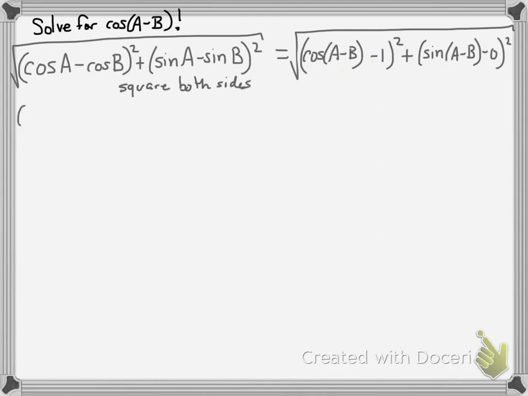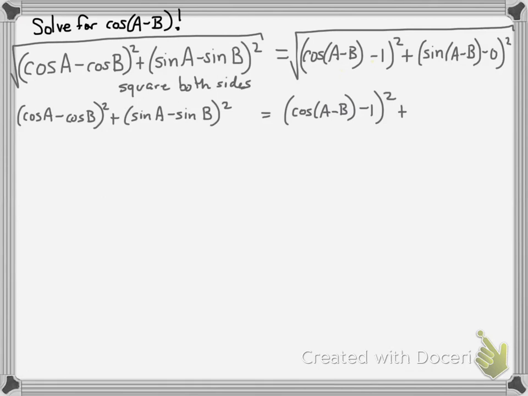And that's going to leave us with cosine of A minus cosine of B squared plus sine of A minus sine of B squared equals cosine of A minus B minus 1 squared plus, well, this last one we have sine of A minus B minus 0 squared, so I really don't need to write that minus 0, which means that I can put the square directly on the sine function. So we have sine squared of A minus B.